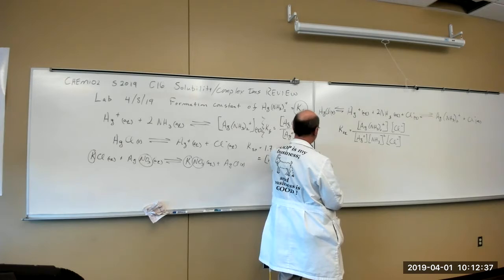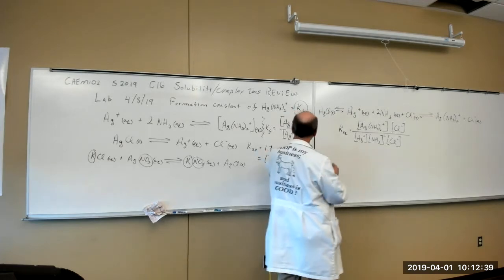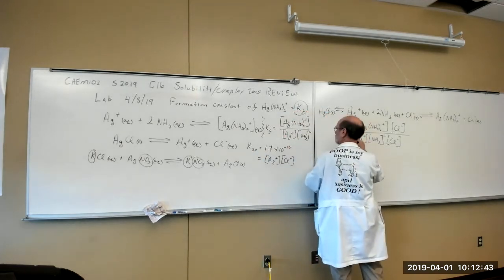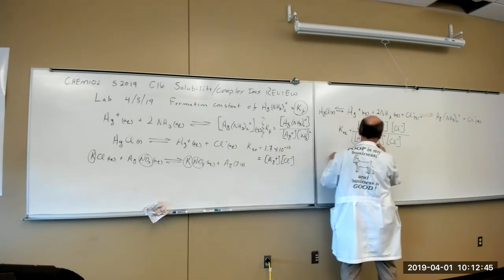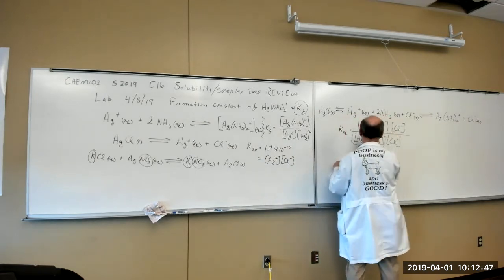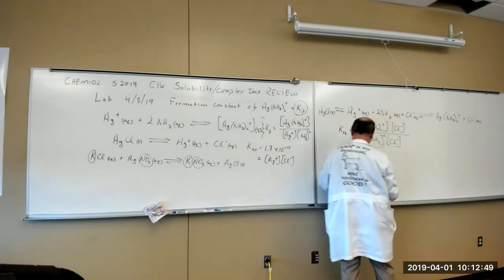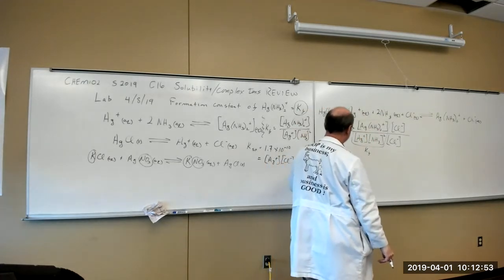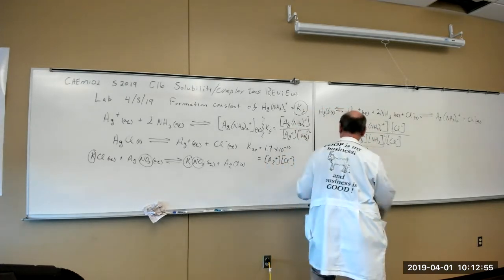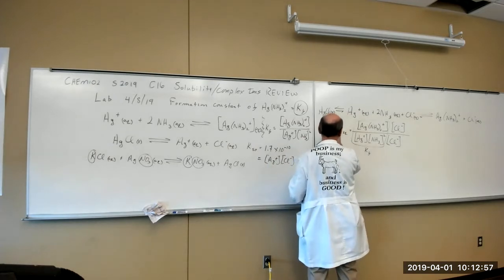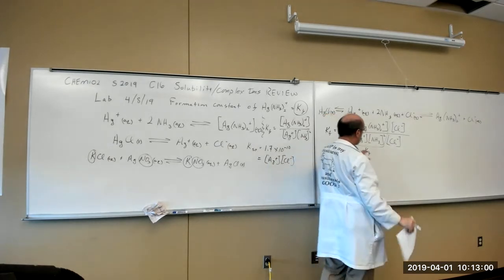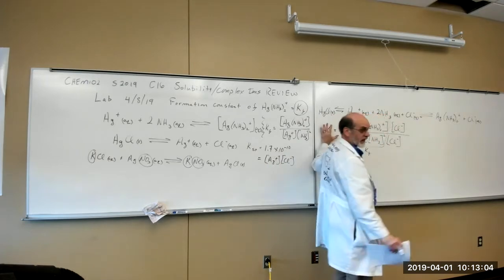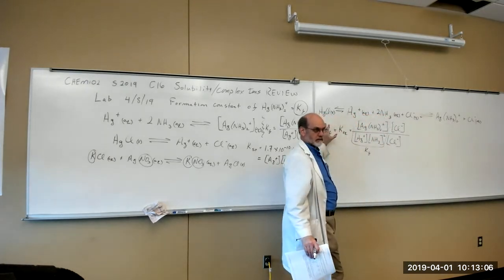This is the formation constant. Let's see how they compare. This right here is the KF. Oh, okay. So that's KF, right? Because this is one, so that is equal to KF. Okay?